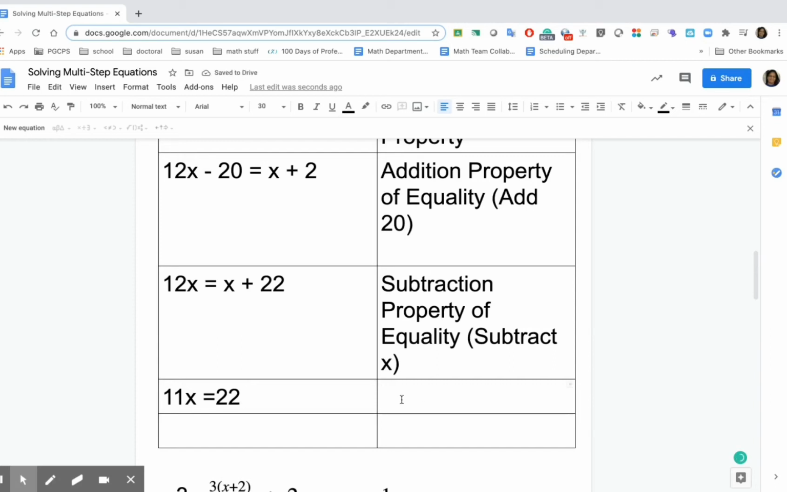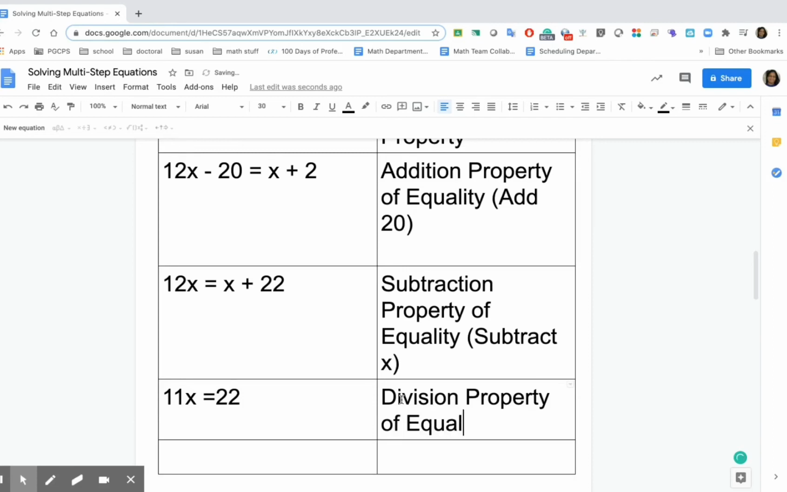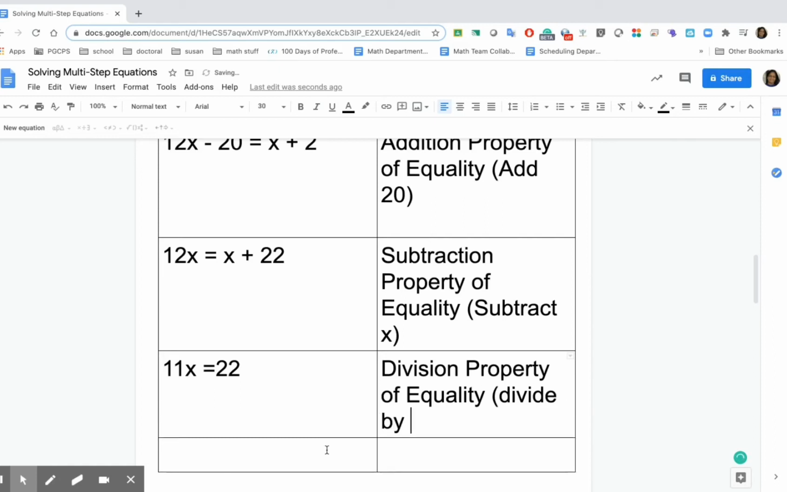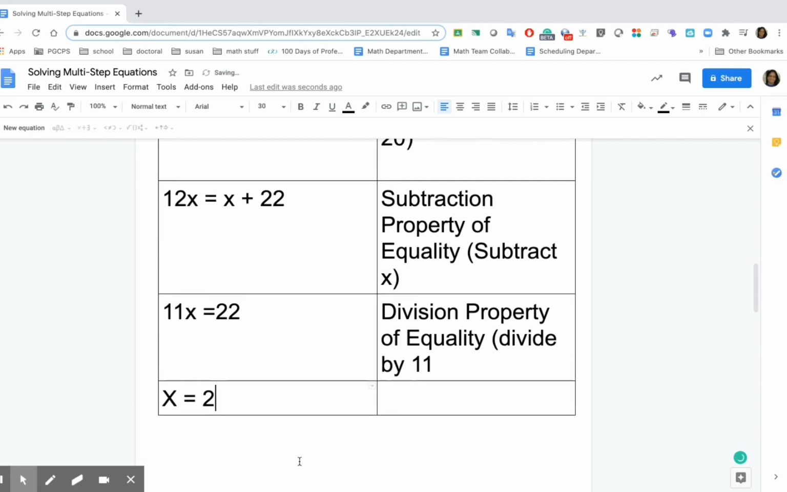To solve for x, I will use the division property of equality. So now I will divide the equation by 11. The answer now will be x equals 2. So the solution to the equation is 2.